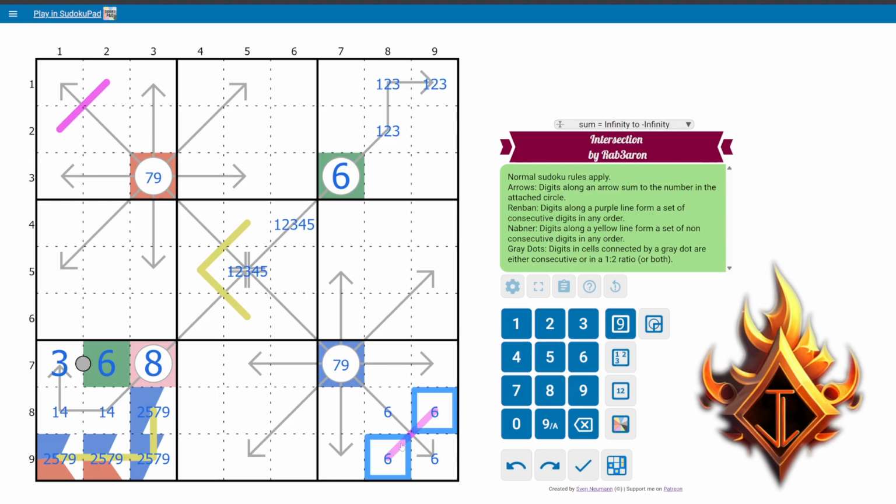If it's on a pink line and is with 5 or 7, then 5 or 7 will be up here. That would be fine. If it's with 6, 7, 7, 2 could be up here. That would be 9.